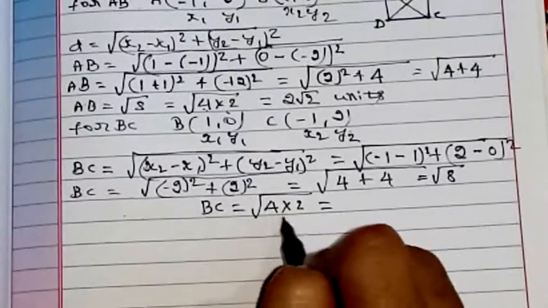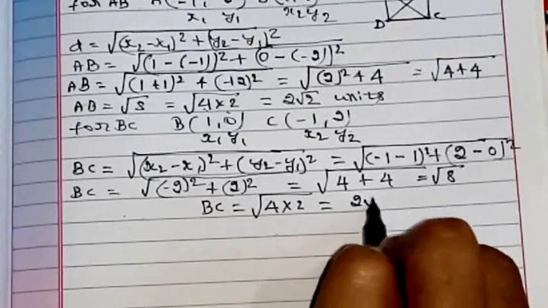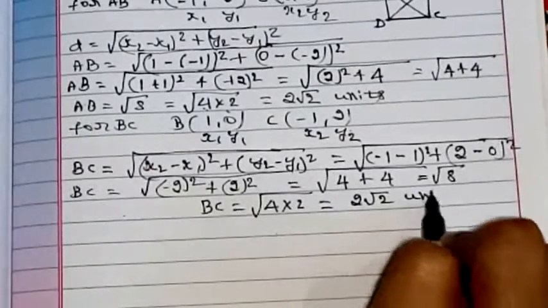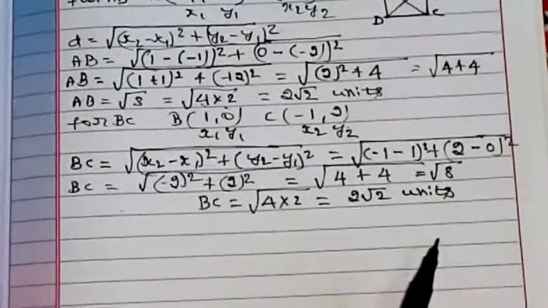So therefore, what is the square root of 4? The square root of 4 is 2. So therefore, 2 root 2 units. Right, children? So this is the distance between B to C.